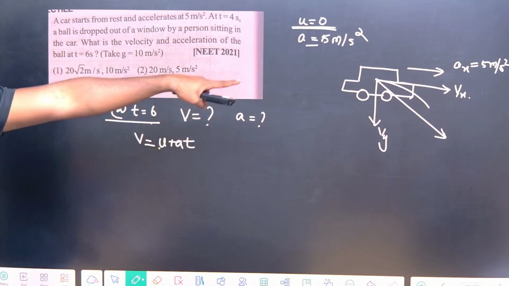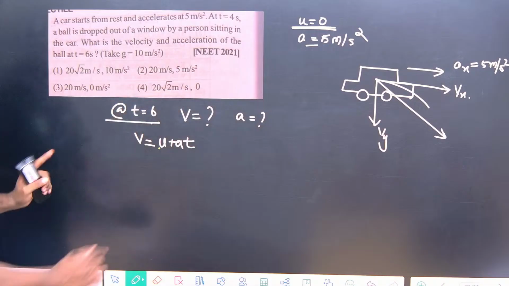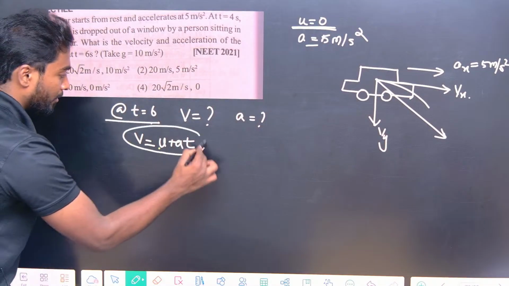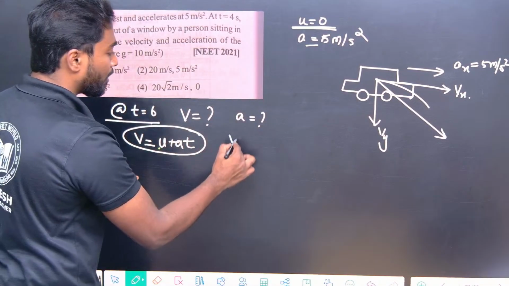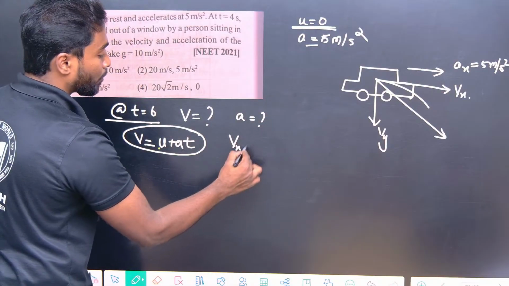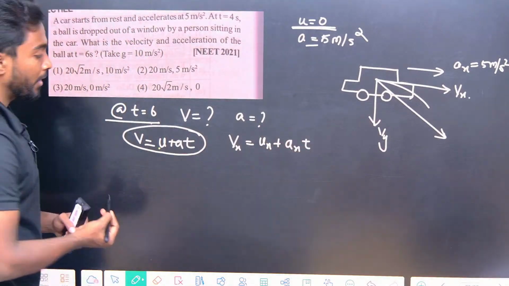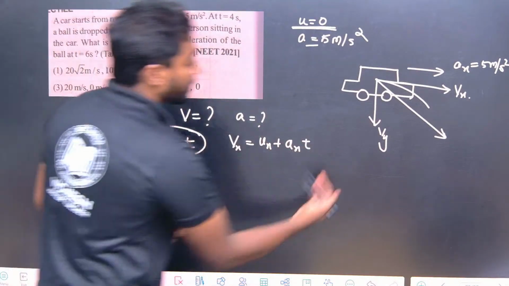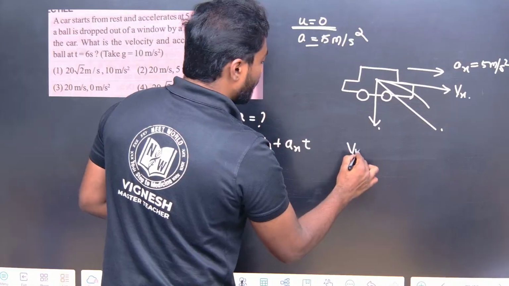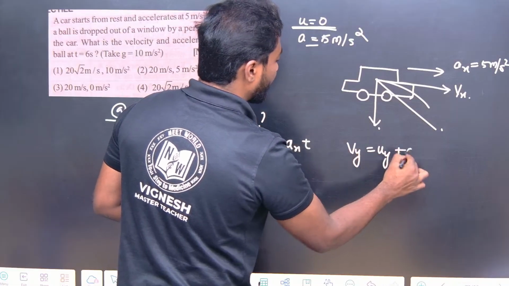What is a here? 5 meter per second square. Let me take this as an equation. I will write it for the horizontal direction. So vx will be equal to ux plus axt. And similarly I need to get vy, which is equal to uy plus ayt.